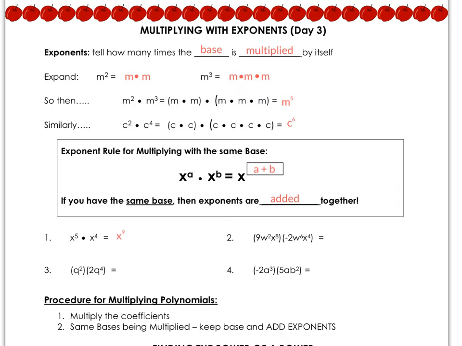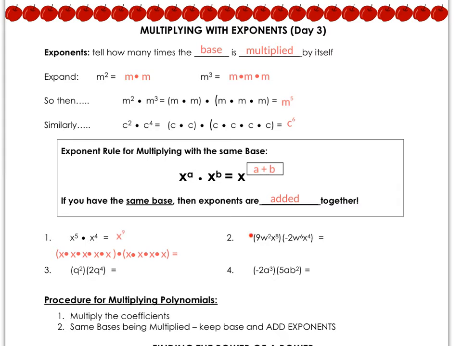We could expand it out. I expanded out underneath, so I wrote out x 5 times, I wrote out x 4 times, and then we say, okay, how many x's all together? We would still get that same answer of x to the 9th power. So if that helps you, you can do it. It just takes up more space.